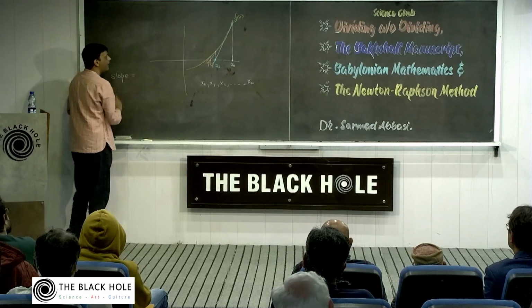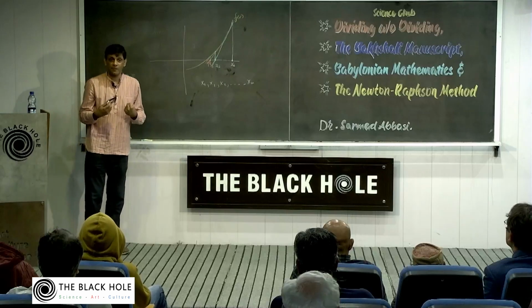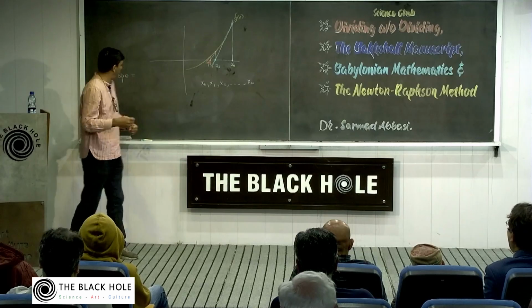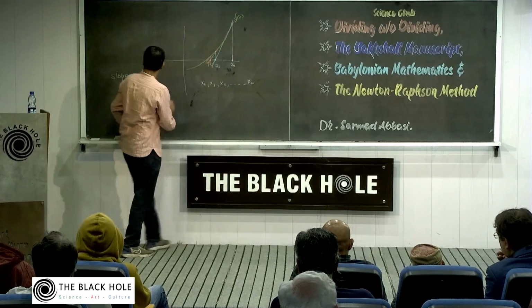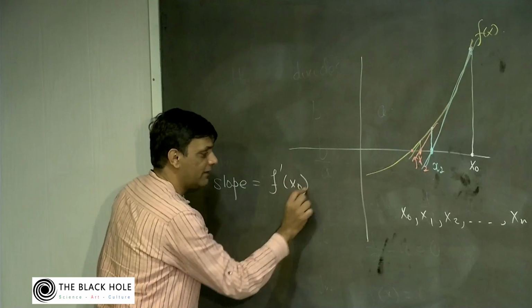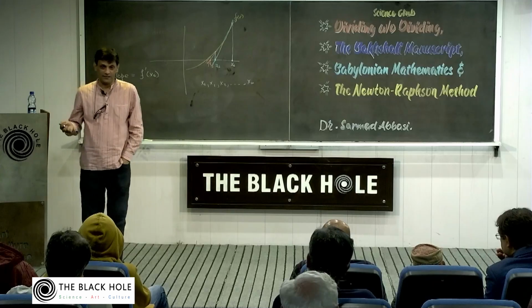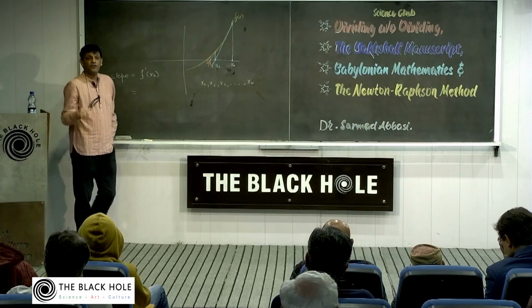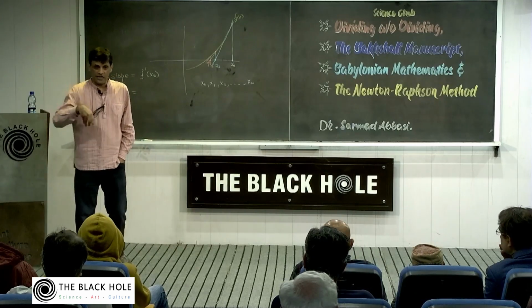This is where I have to use 12th grade mathematics. The slope has a name. It's called the derivative, and there are ways of computing it. So the slope at this point is f prime of x0. That's one way of calculating the slope. Another way, just by the very definition of it, is rise over run.